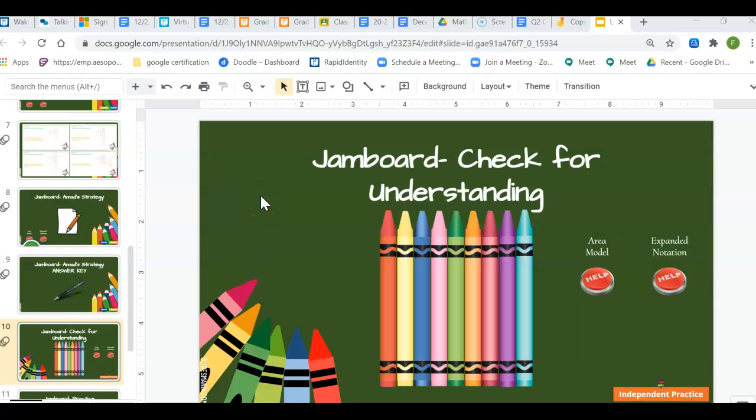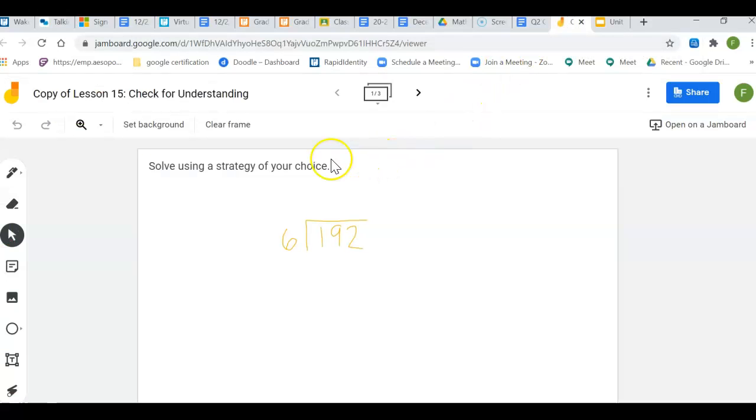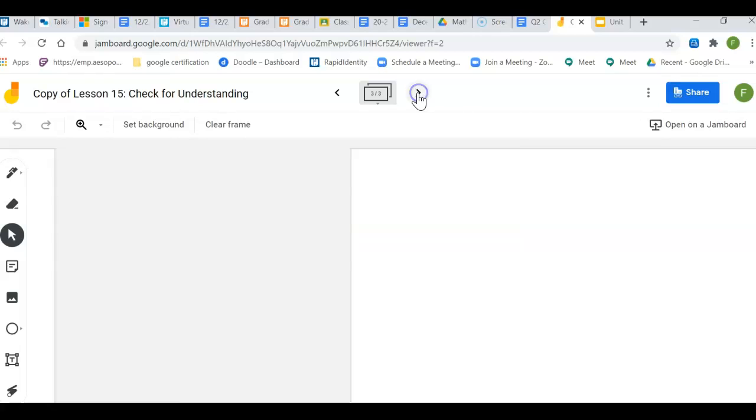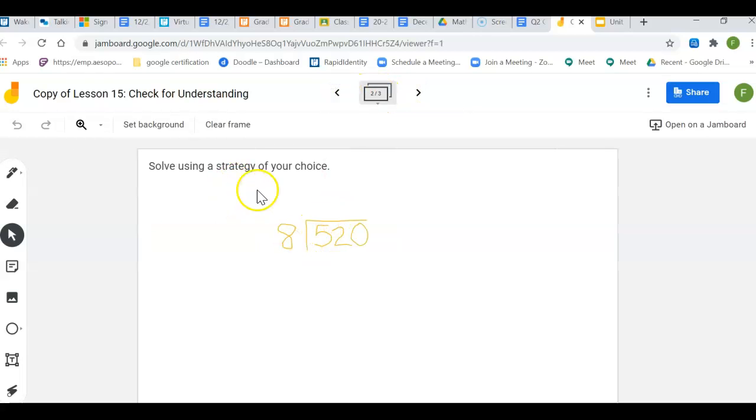Our next Jamboard, just working on the strategies that we've been studying, is going to be for a grade for you. You're going to do that independently, and that Jamboard has been assigned to you. So, checking for understanding: 192 divided by 6. Solve this division problem using any strategy that you want, any strategy that we have studied, area model, expanded notation, you can choose. That's the first one, and the second one is 520 divided by 8. Same thing, whatever strategy we have practiced, but you have to show your work.